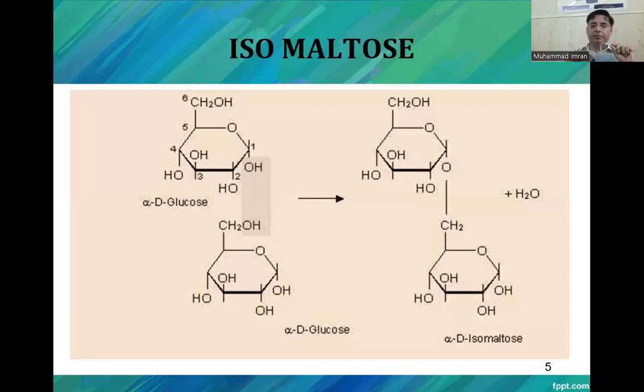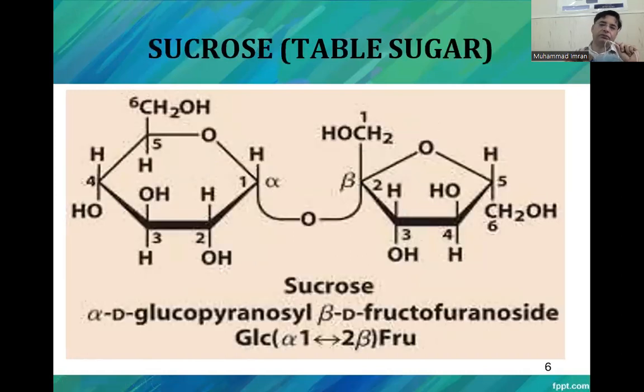Isomaltose is also a byproduct of starch during the hydrolysis of starch by alpha amylase, beta amylase, or pancreatic amylase. So, two glucose units are linked by an alpha 1,6 glycosidic linkage. It means the first carbon hydroxyl group and the 6 carbon hydroxyl group are linked and water is removed. So an alpha 1,6 glycosidic linkage is formed.